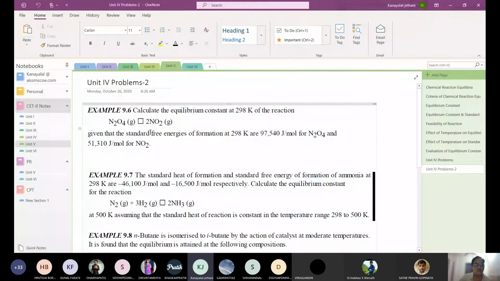Okay, so standard free energy of formation at 298 is 97,540 joules per mole for N2O4 and 51,310 joules per mole for NO2. So find out what is the standard free energy of reaction at 298 for this reaction, N2O4 gives NO2.